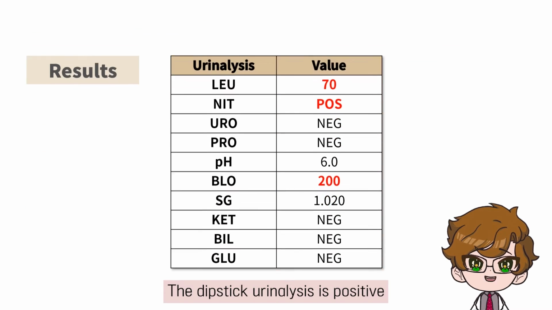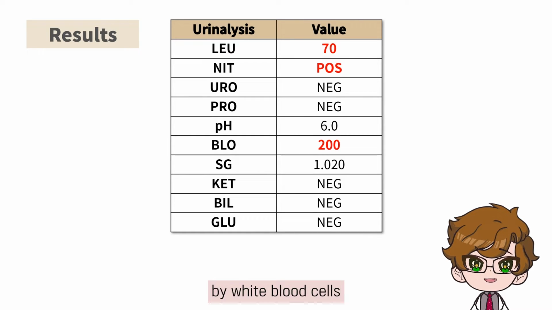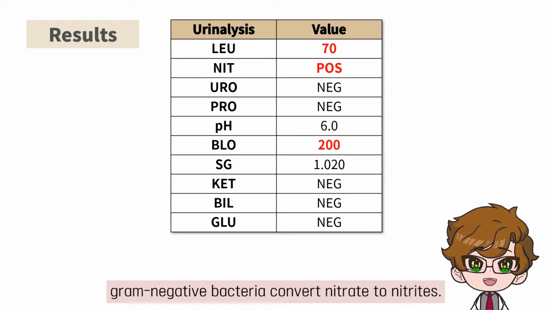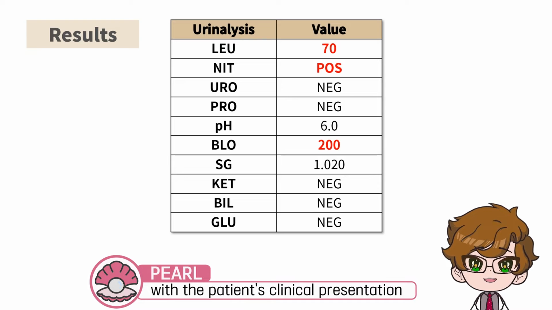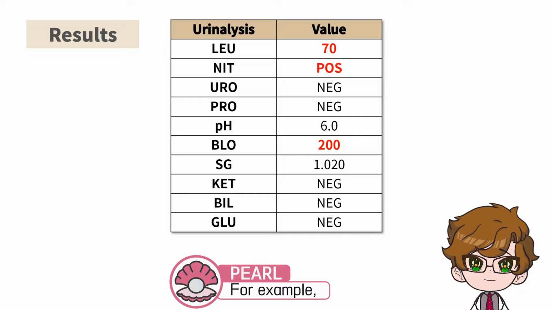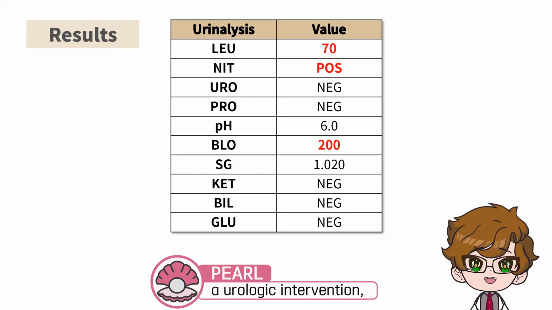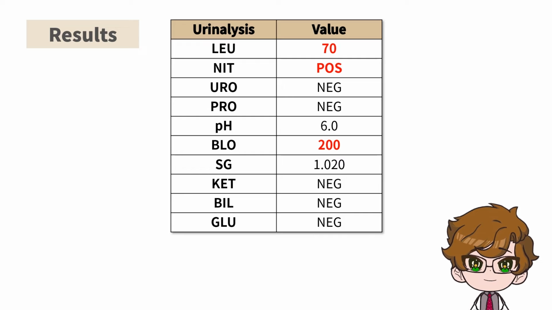The dipstick urinalysis is positive for 70 leukocyte esterase, nitrites, and 200 blood. Leukocyte esterase is an enzyme produced by white blood cells and is suggestive of pyuria. Nitrites are produced when gram-negative bacteria convert nitrate to nitrites. Lab results should always be used in conjunction with the patient's clinical presentation to support a clinical diagnosis of a UTI. For example, asymptomatic bacteriuria does not require treatment unless the patient is undergoing urologic intervention, is a recent renal transplant recipient, or is pregnant in females.